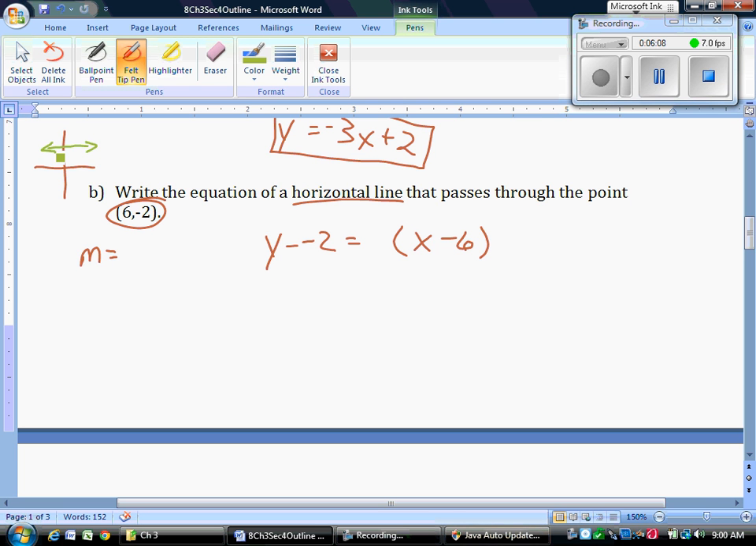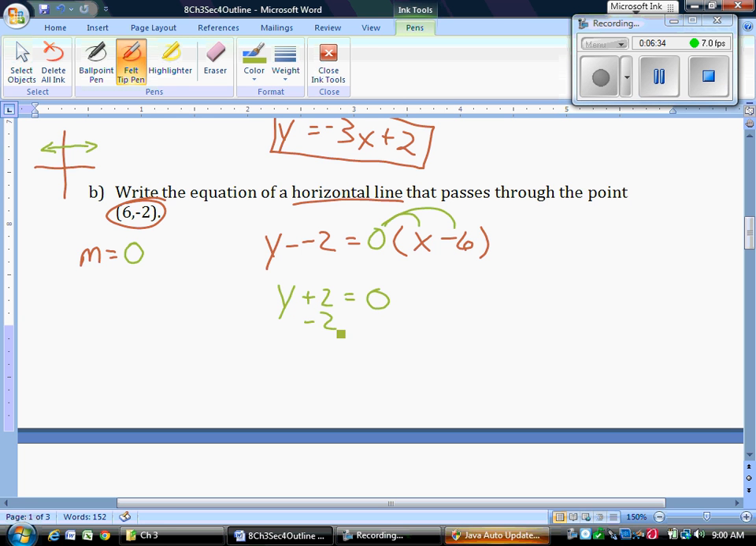What type of slope is that? It is a 0 slope. So I'm going to be plugging in 0 for m. Then when I distribute, I'll have y plus 2 equals 0. X times 0 is 0. 0 times -6 is 0. So y plus 2 equals 0.